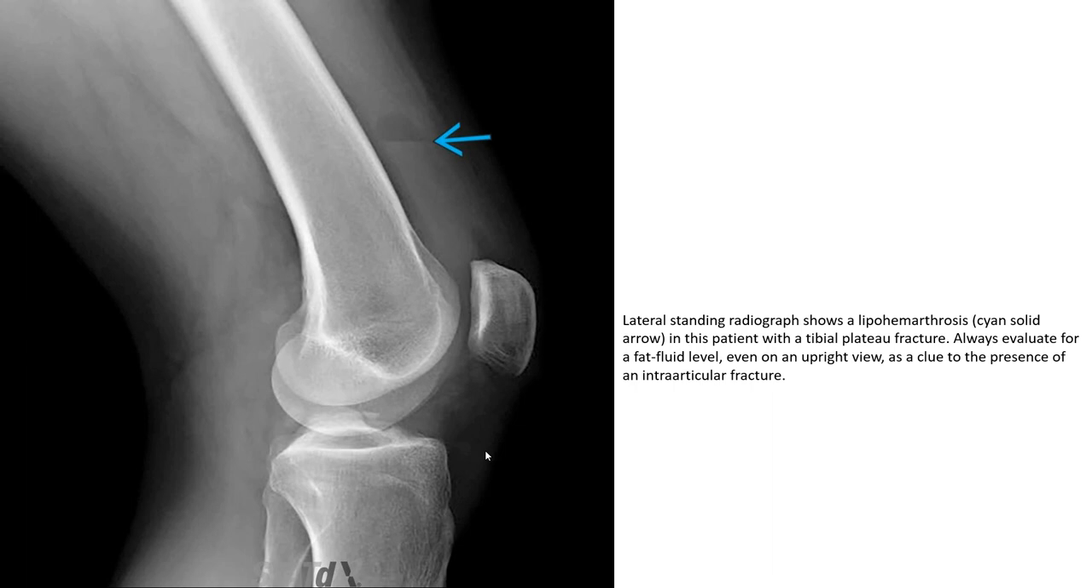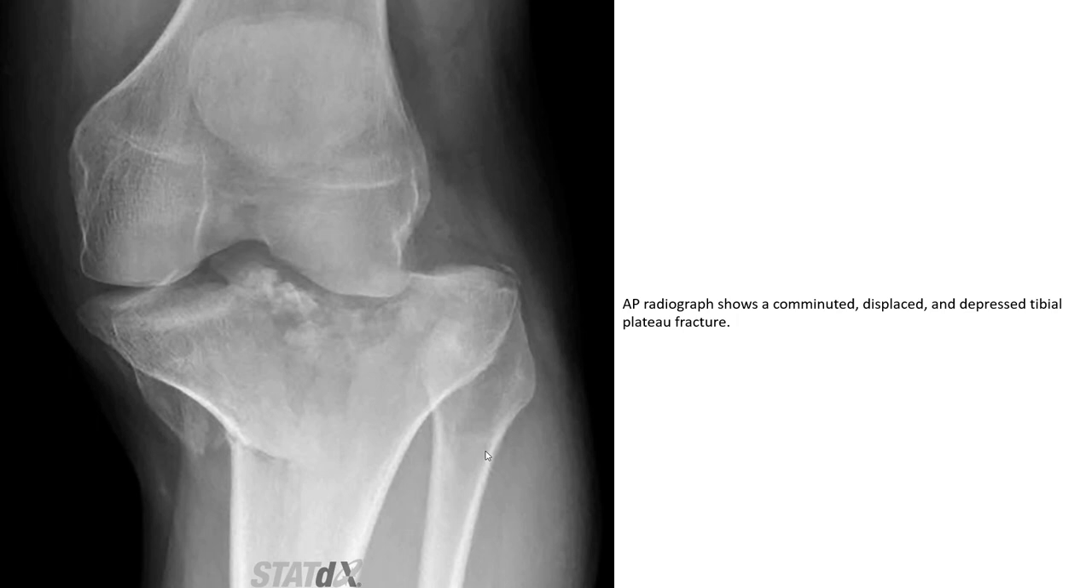Lateral standing radiograph: lipohemarthrosis, indicated by the cyan solid arrow, in this patient with a tibial plateau fracture, with a fat-fluid level even on a rough upright view as a clue to the presence of an intra-articular fracture. A radiograph shows a comminuted displaced tibial plateau fracture.